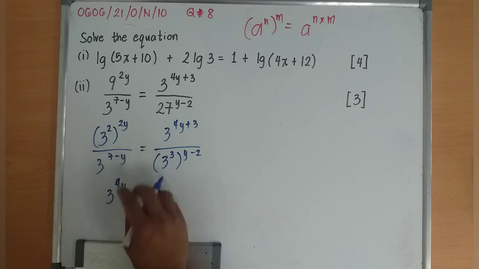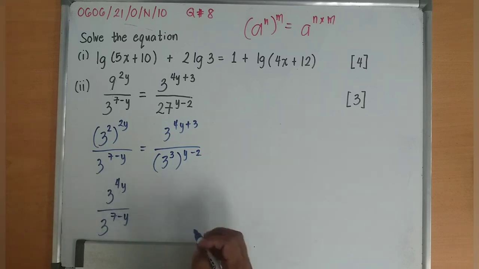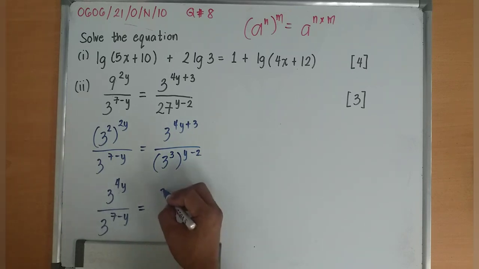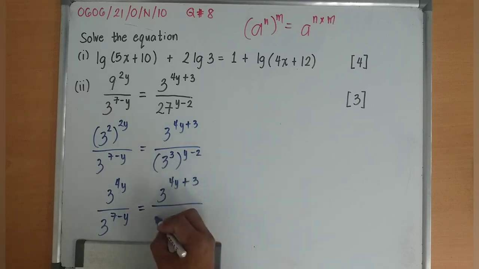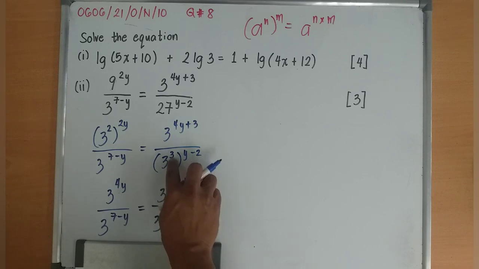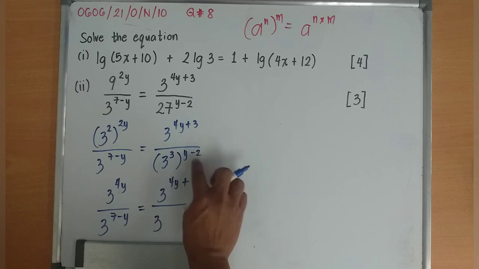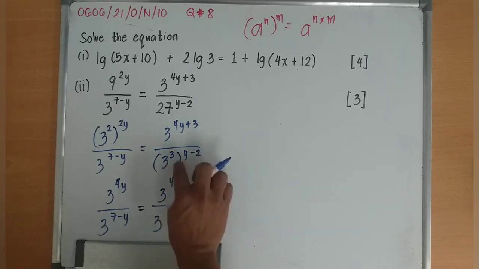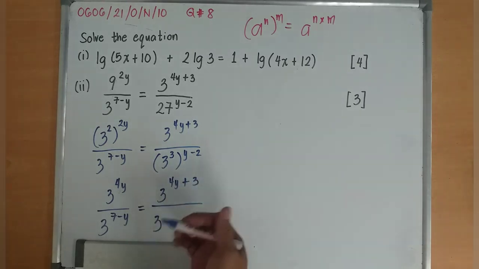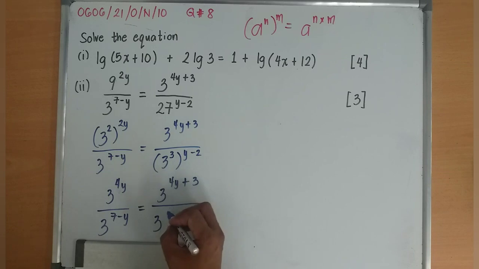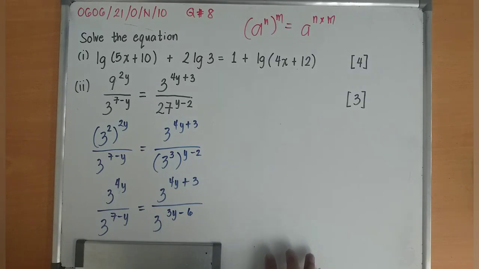4y over 3 to the power of 7 minus y is equal now to 3 to the power of 4y plus 3 over 3 to the power of, remember, it's 3 times the quantity of y minus 2. I said the quantity of y minus 2. So therefore, I'll multiply 3 to y and 3 to negative 2. Common mistake is you don't distribute. So please distribute. 3 times y is 3y. 3 times negative 2 is negative 6.